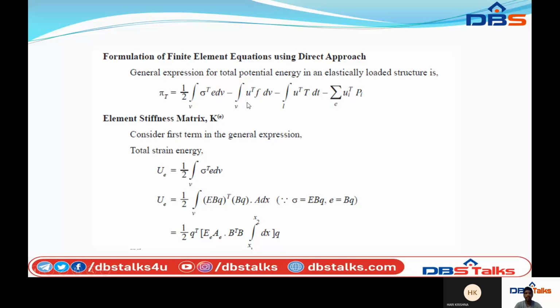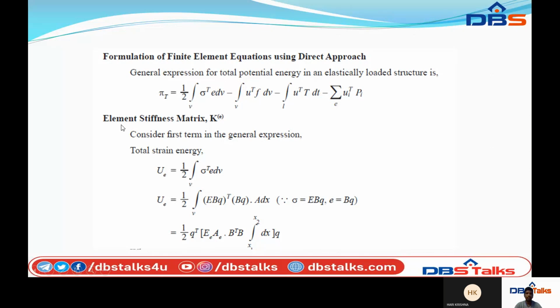U transpose F dV. This is the body load vector. And next, minus integral L U transpose T dl. This one is the traction load vector, and the last term is completely about point loads.